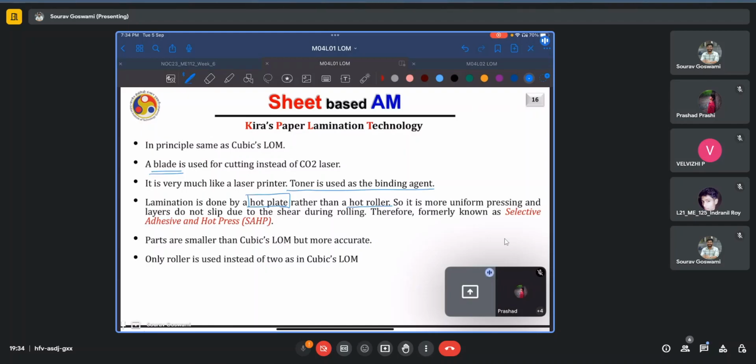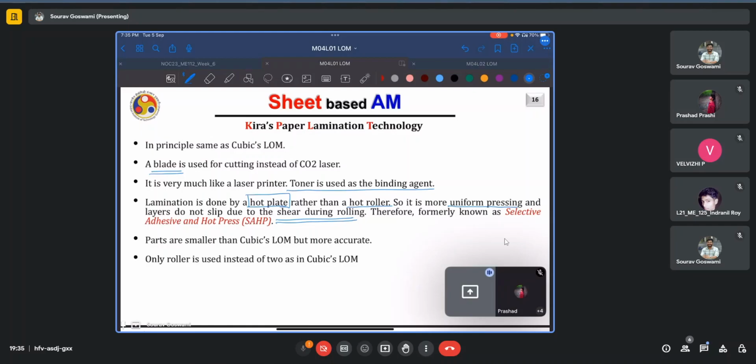It results in more uniform application of pressure, and even the layers do not slip, which would have been the case during rolling. So in rolling, the laminated roller moves from one end to the other, and this may lead to some slip or some shear between the two adjacent layers. However, here we simply have a downward motion of the hot plate, and thus there is no scope for any shear. The layers do not slip between each other.